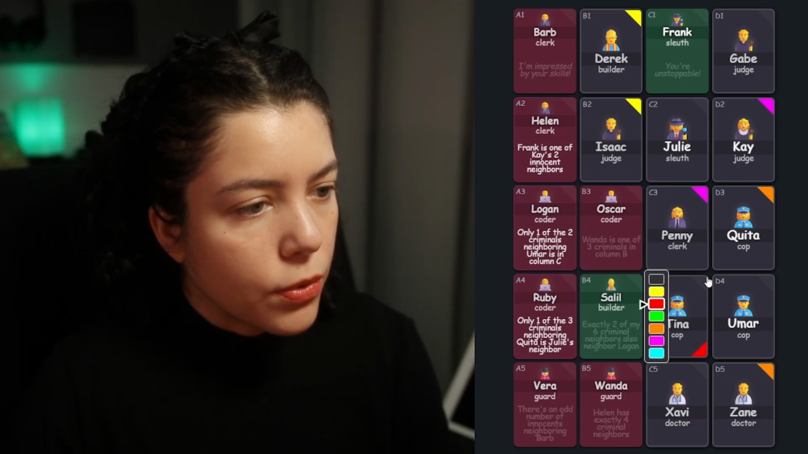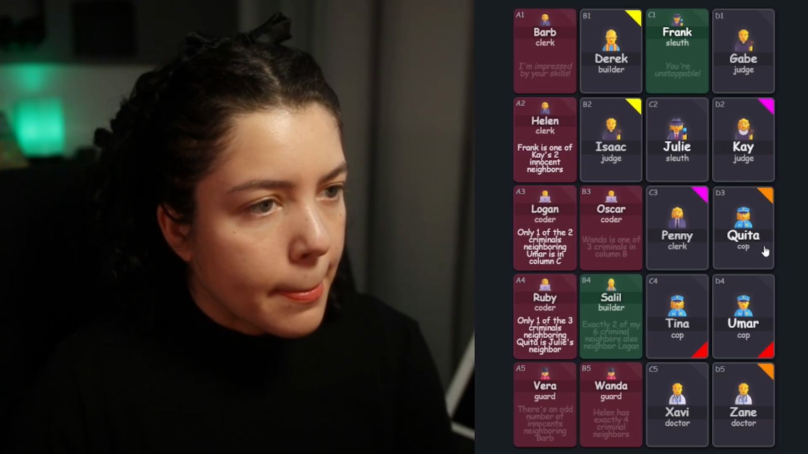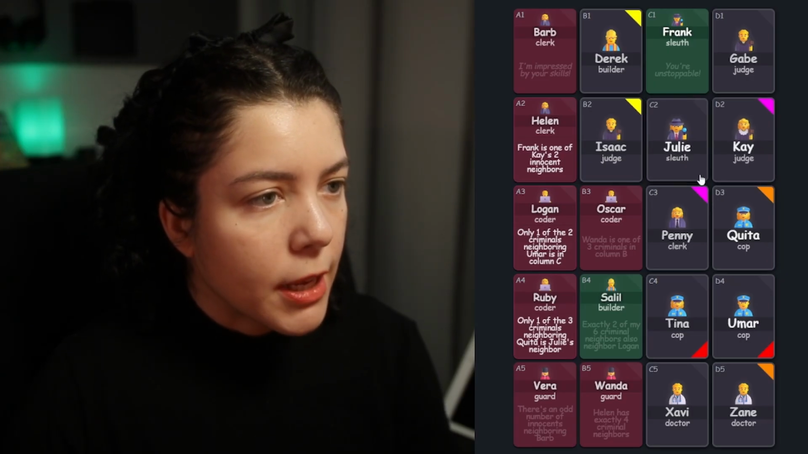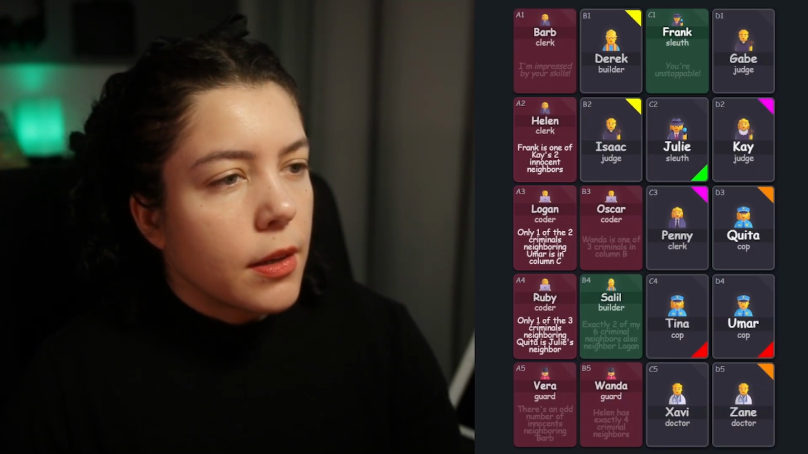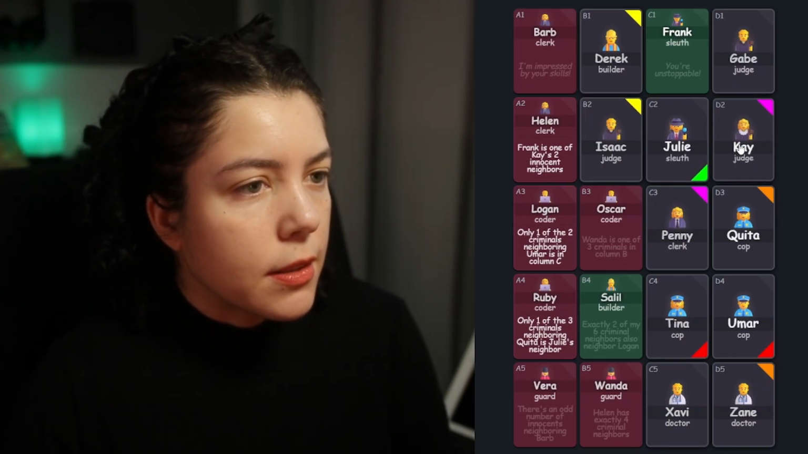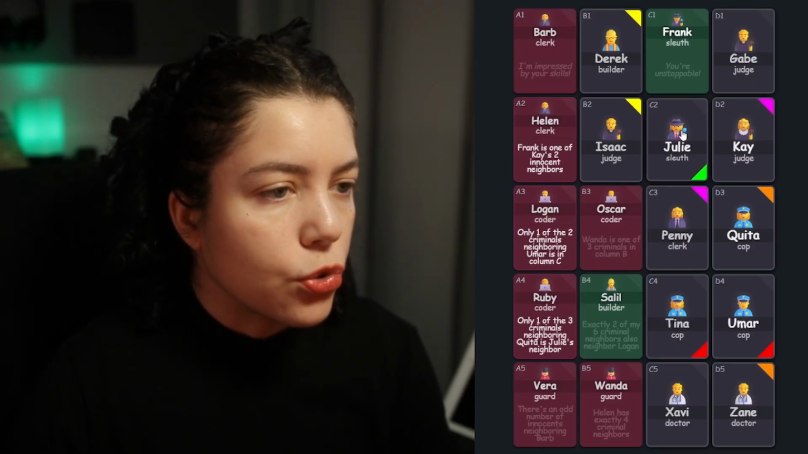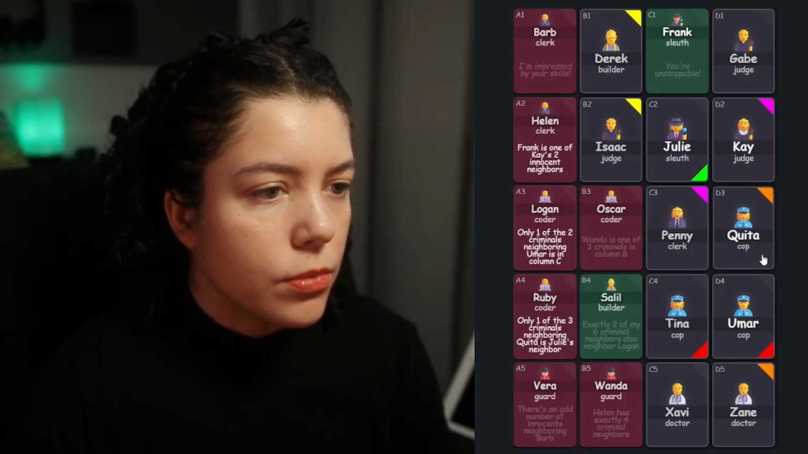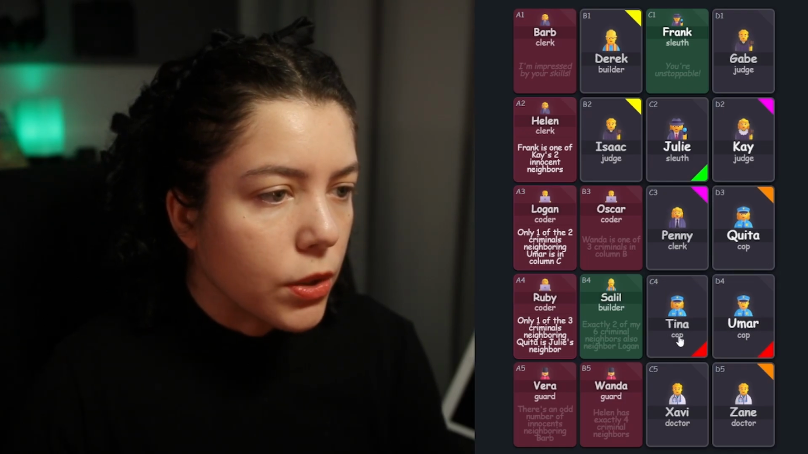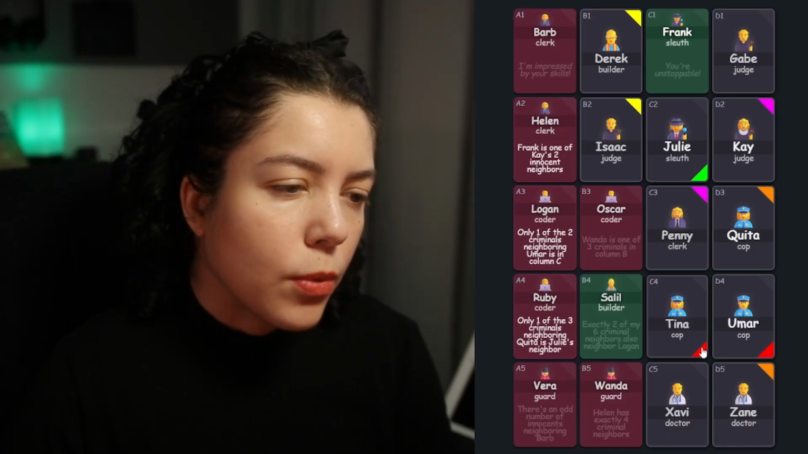And if both of those were Umar and Tina, that will make Julie an innocent. And Julie being an innocent makes Kay's 2 innocent neighbors be Frank and Julie. So that would force Penny and Kita to be criminals too. And that doesn't work because we know that Umar only has 1 criminal in column C. So what do we take from that?